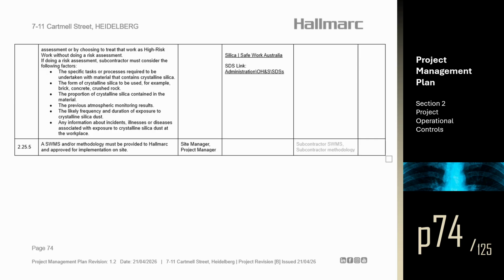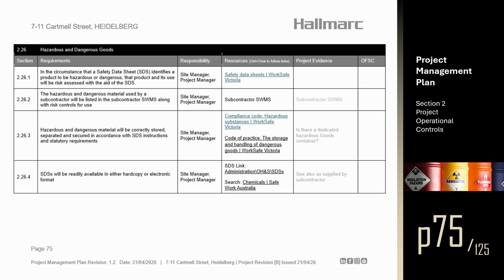Section 2.25.5. A SWMS and/or methodology must be provided to Hallmarc and approved for implementation on site. Section 2.26. Hazardous and dangerous goods. Section 2.26.1. In the circumstance that a safety data sheet identifies a product to be hazardous or dangerous, that product and its use will be risk assessed with the aid of the SDS.